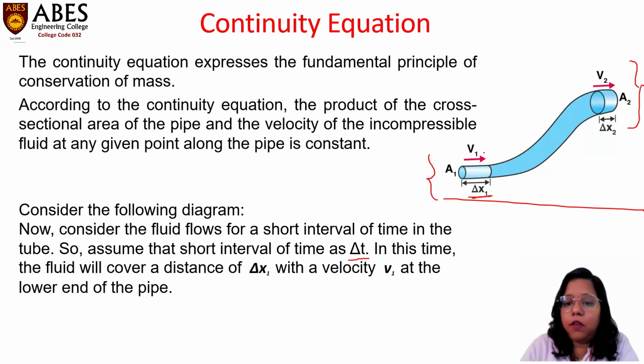With the velocity v1, the fluid covers the distance delta x1 in delta t interval of time at the lower end of the pipe. A1 is the cross-sectional area of this lower end. Similarly, delta x2 is the distance covered by the fluid at the upper end of the pipe with the velocity v2, and the cross-sectional area of the upper end of the pipe is A2.